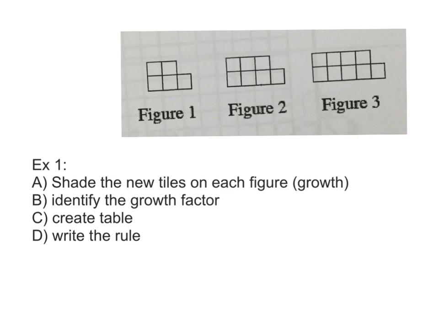I'm going to do one example with you and then I will show you where I want you to turn in your notebook. So today what we're going to work on is this example that I'm showing you. So we're going to do 4 things with it. Letter A, we're going to shade the new tiles on each figure, which is showing the growth. B, we're going to identify that growth factor. C, we'll create a table. And lastly, D, we will write the rule. Okay, so step number 1, we are going to shade the new tiles on each figure. So pause for a moment while you copy the figures into your graph paper on your notes.